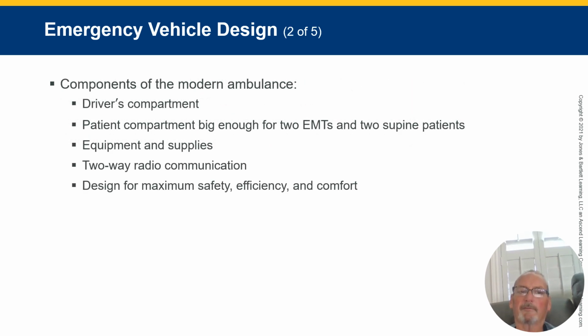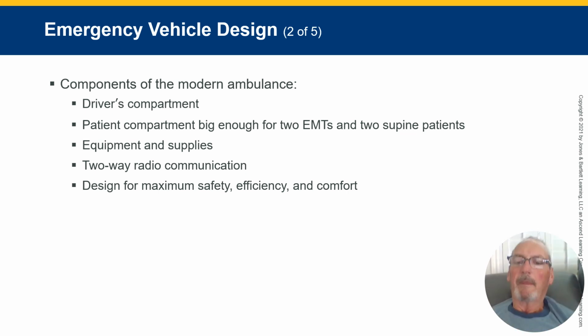Components of an ambulance: you've got your driver's compartment, which is nothing more than the standard cab of your vehicle. Patient compartment, big enough for at least 2 EMTs and 2 supine patients. Now, depending on where you go to work and the service you work for, they may be equipped to take care of up to 4 patients supine because of the amount of area that they have to cover. They need more capability of transporting patients supine than just 2 patients.